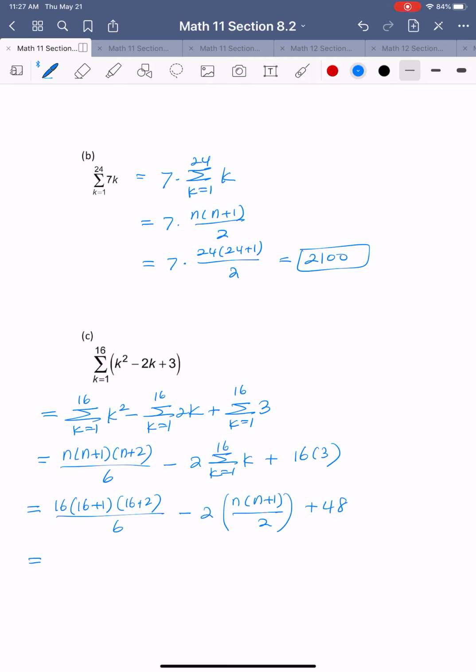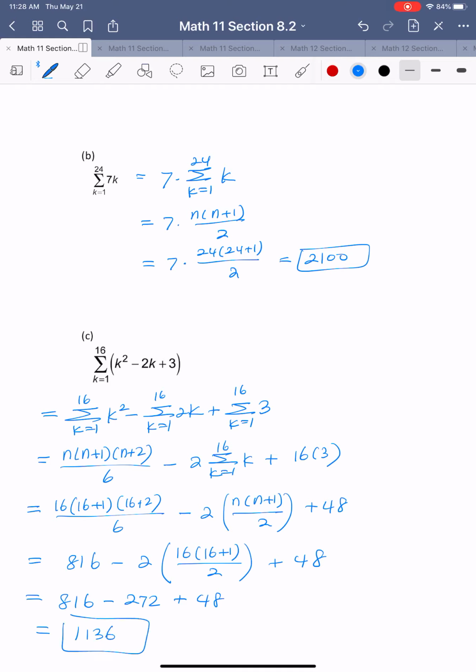And then when you compute this, I got 16 minus 2 times 16 times 16 plus 1 over 2, and 48. And then I got 16 minus 272 plus 48. And then it comes out as 1,136. Alrighty, that's for 8.2. Thank you.